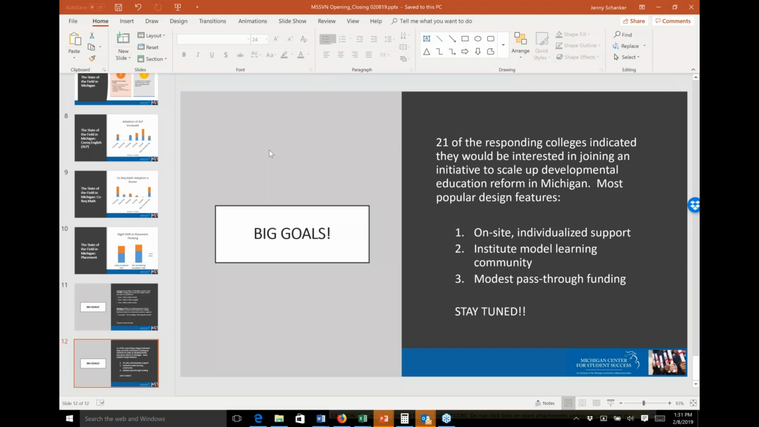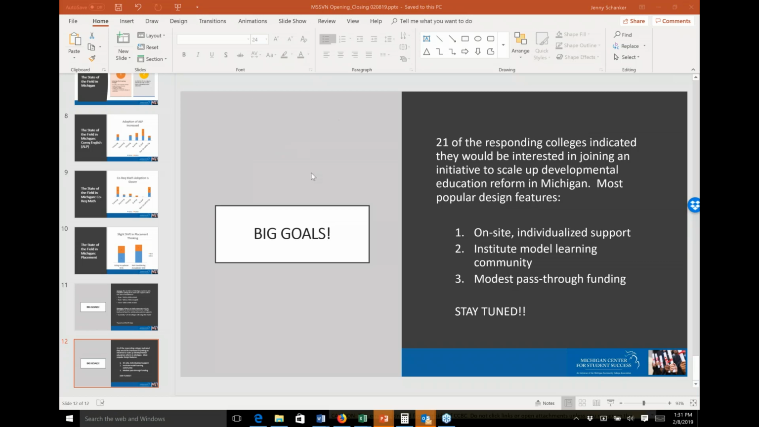Things have changed dramatically, and in Michigan we have apparently 21 colleges who are interested in keeping up. So I'm happy to hear about that. All right, John, back to you if you want to have any closing comments.